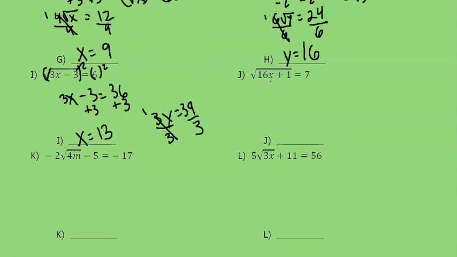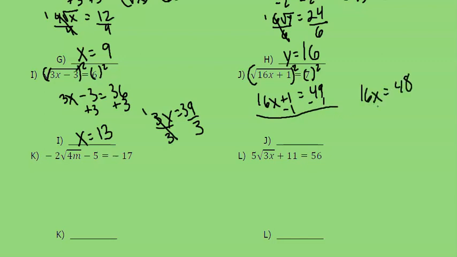J. The square root of 16x plus 1 equals 7. Exponentiate each side by 2. We have 16x plus 1 equals 49. Subtract 1 from each side. So then we have 16x equals 48. Divide each side by 16. You have the solution x equals 3.